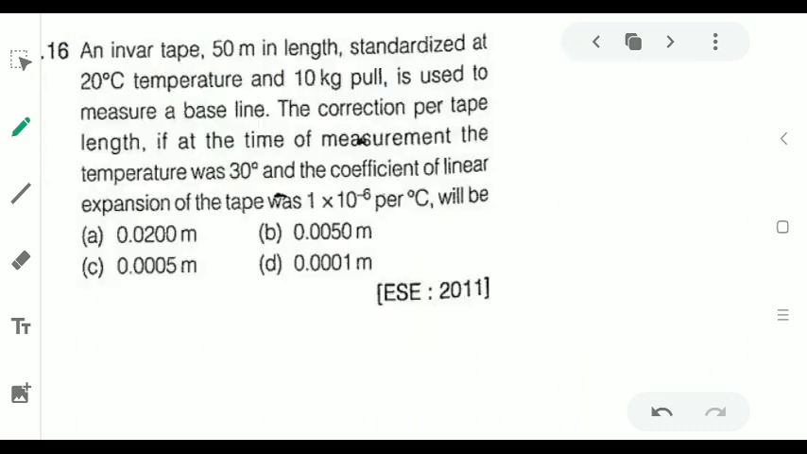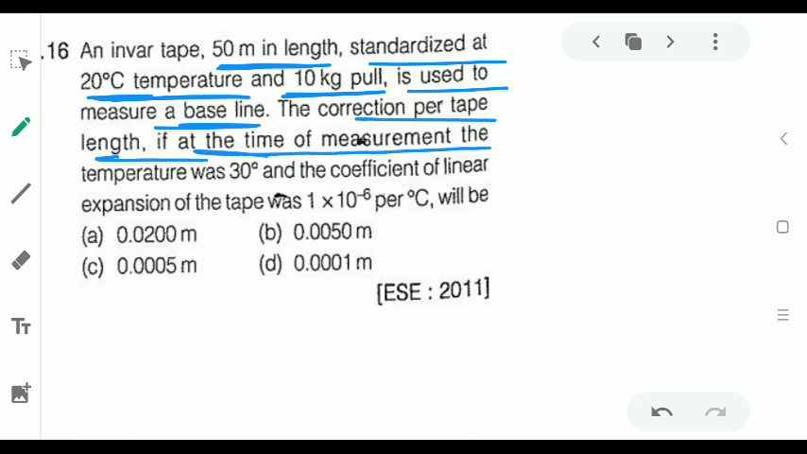Now moving on to question number 16. An invar tape 50 meter in length, standardized at 20 degrees Celsius temperature on 10 kilogram pull, is used to measure a baseline. The correction per tape length, if at the time of measurement the temperature was 30 degree and the coefficient of linear expansion of tape was 1 into 10 to the power minus 6 per degree Celsius, will be. So how much will the correction be per tape length?